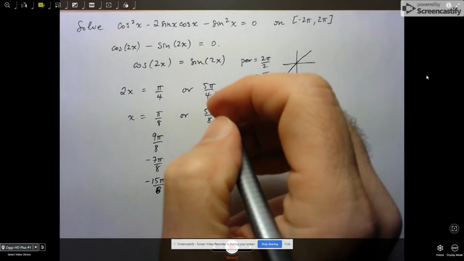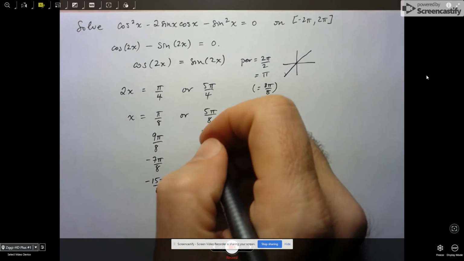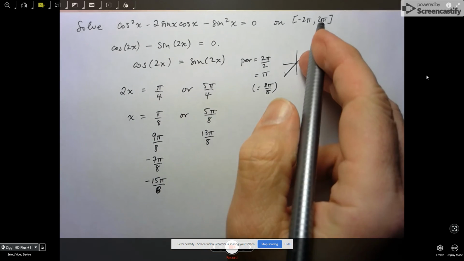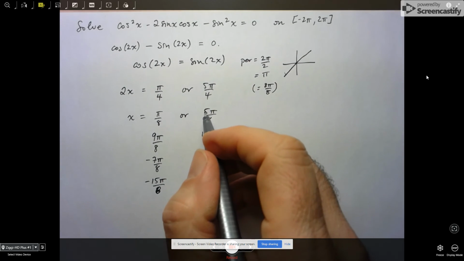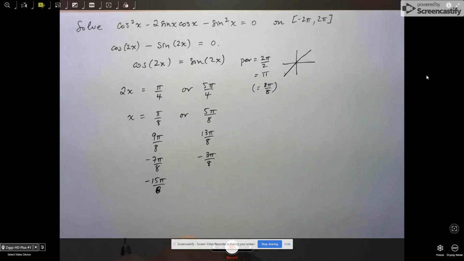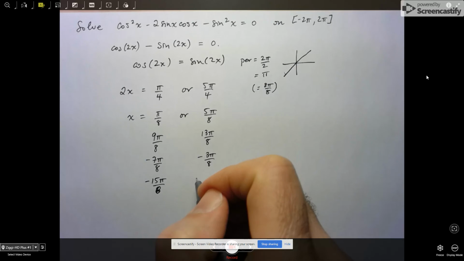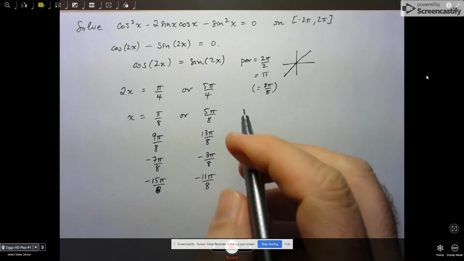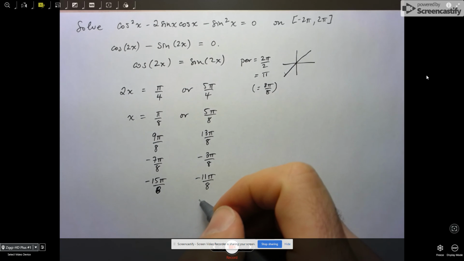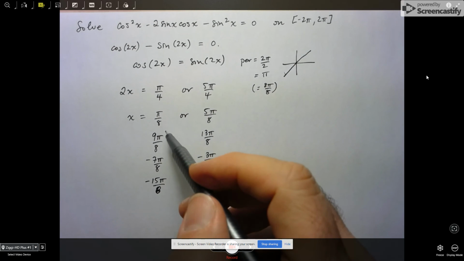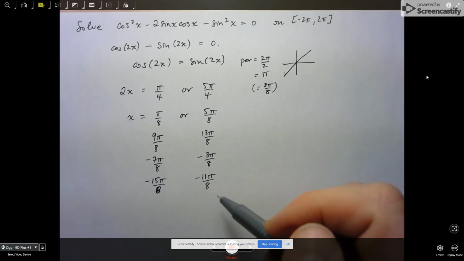Do the same thing on this side. Let's add 8 pi over 8, so 13 pi over 8. But if I try to go any further, I'll be beyond 2 pi. So let's subtract now. 5 minus 8 is negative 3 pi over 8. That's good. Subtract another 8, negative 11 pi over 8. That's still good. But if I subtract another 8, I'm going to be beyond negative 2 pi. And so here we've got 8 answers to solve this equation.